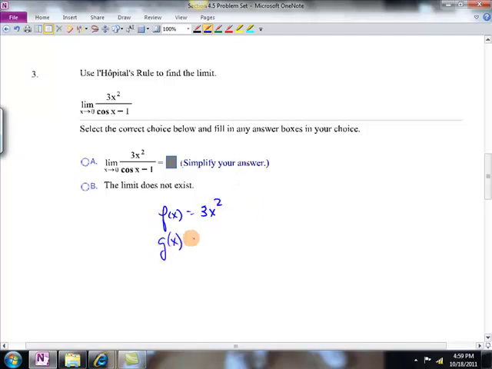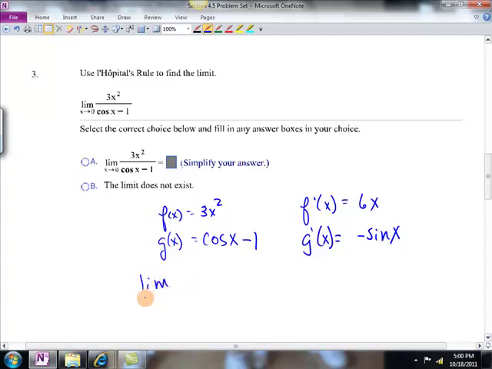g of x is cosine x minus 1. Okay, and so f prime of x is 6x. g prime of x is negative sine x. So if you take the limit as x approaches 0 of 6x over negative sine x, what do we get? Sine of 0 is 0. So this doesn't work. We get 0 over 0, so we have to repeat.